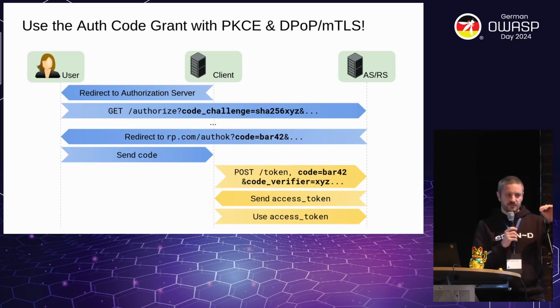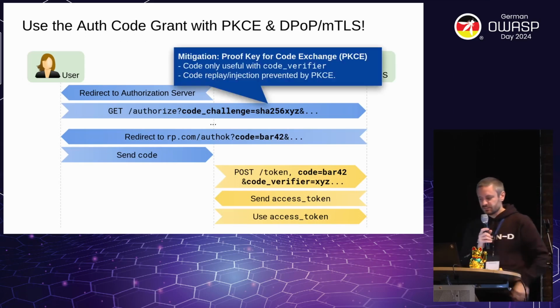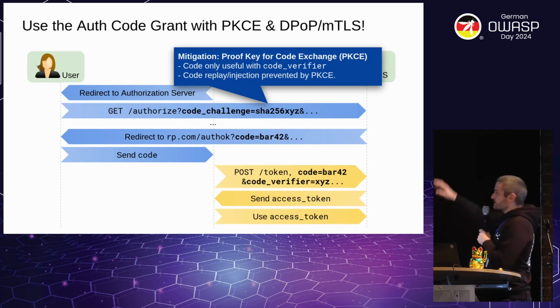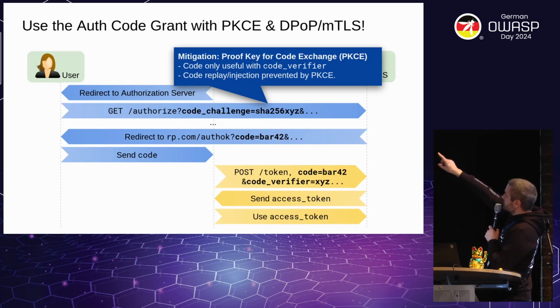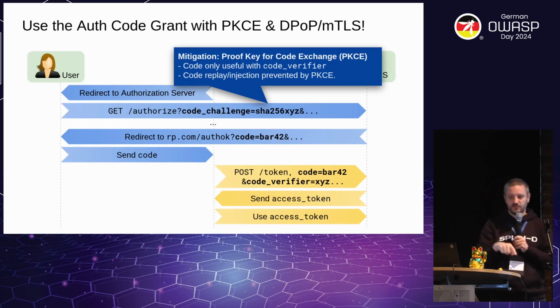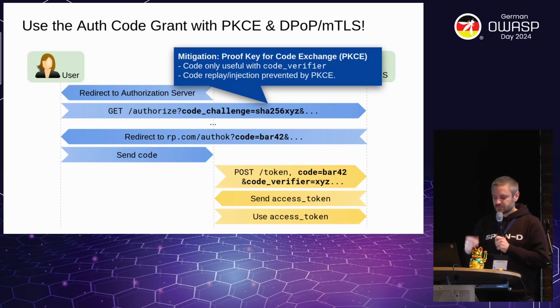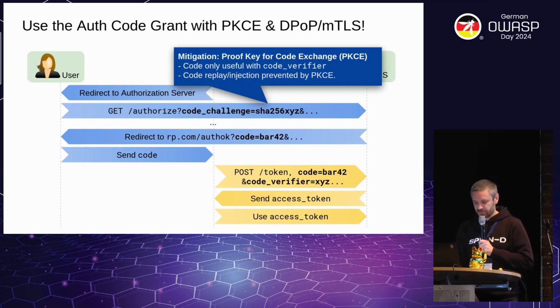They add small building blocks to OAuth that help secure the OAuth flow even more. So the first one is PKCE, or Proof Key for Code Exchange. It's a super simple mechanism. The idea is that the client in the authorization request sends a code challenge, which is just a SHA-256 hash of a random number. And only the client can know the random number, right? So you took the SHA-256 hash of it.